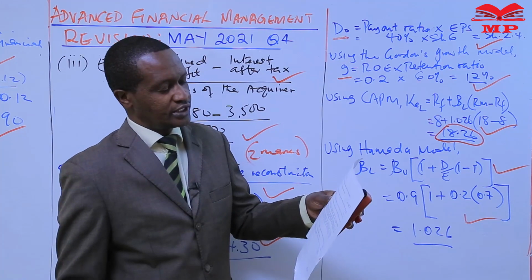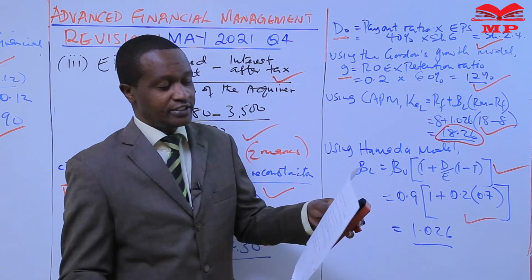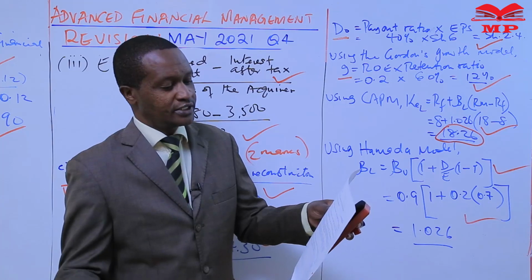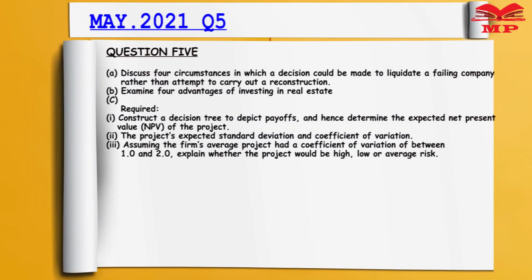It is a question that required candidates, in part A, to discuss four circumstances in which a decision could be made to liquidate a failing company rather than attempt to carry out reconstruction. Part B, examine 4 advantages of investing in real estate. You can see, candidates, these are marks that require common sense. What are the advantages of investing in real estate?